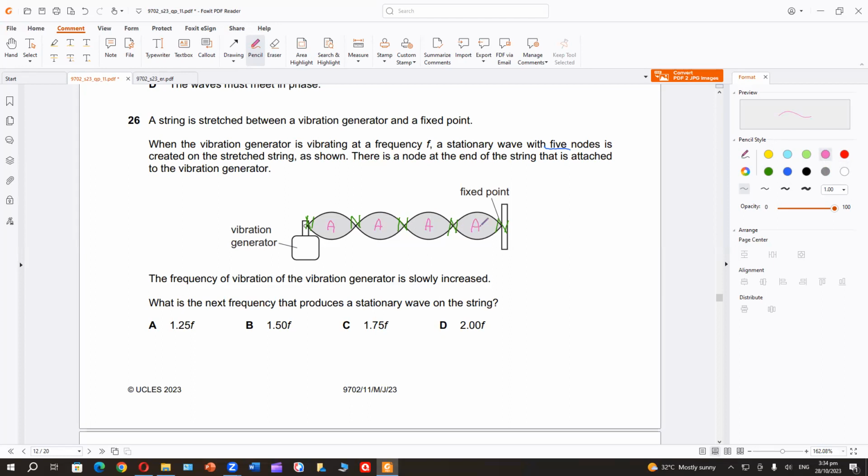The frequency of vibration of the generator is slowly increased. What is the next frequency that produces a stationary wave on the string? There is a node at the end of the string that is attached to the vibration generator. So this is the 4th overtone, and he wants the next frequency that produces a stationary wave on the string. If there are presently 5 nodes, do you think the next will be 6 nodes when you get the stationary wave again?